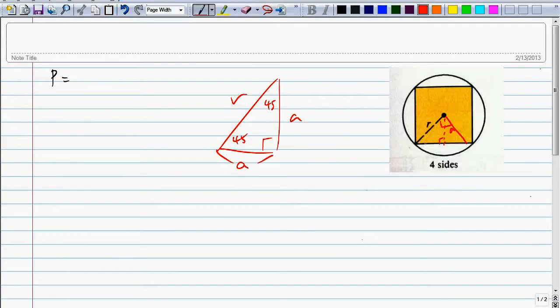That's easy. How do I find A? How about Eamon? How do I find A? Yeah? Yeah, because you know that A is equal to what? I mean, you know that R equals to? The radius is equal to this.